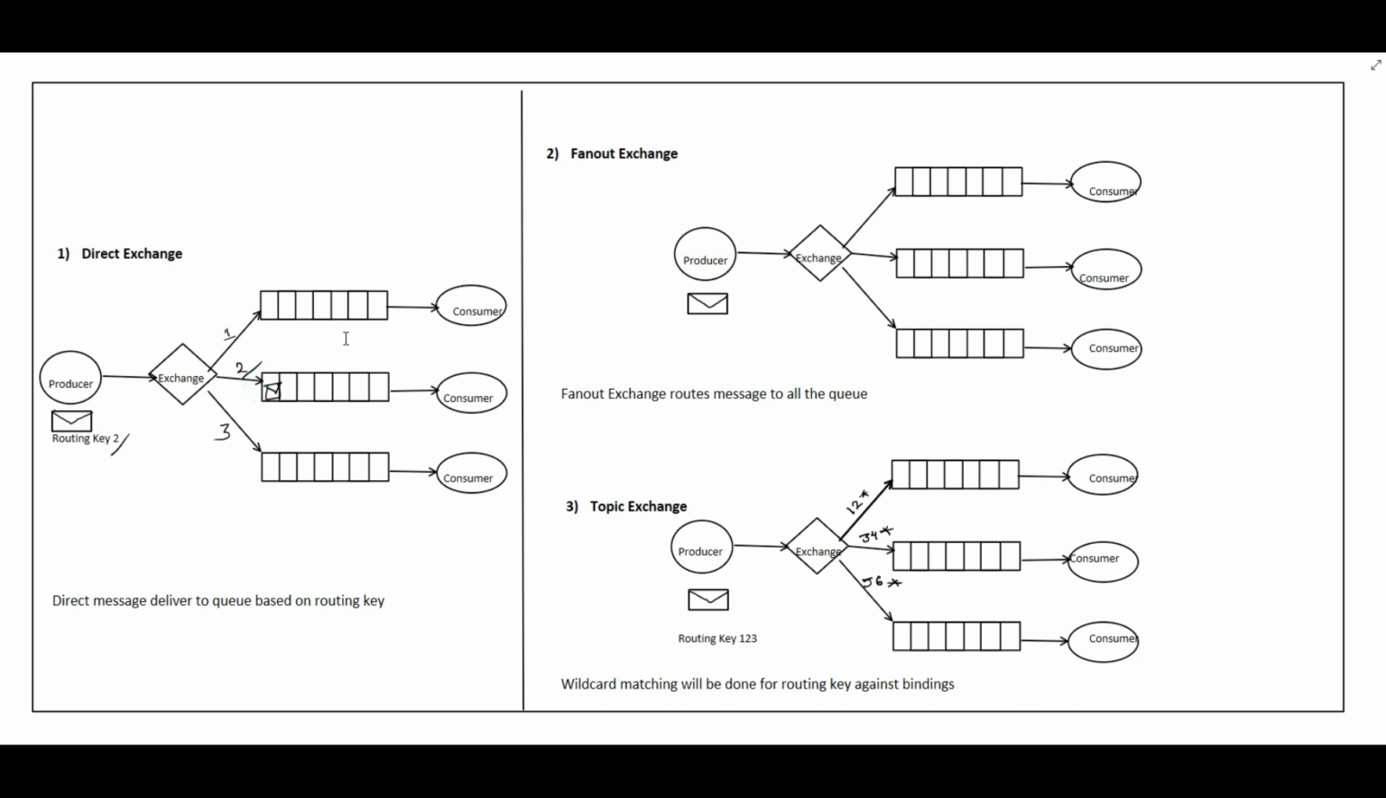So the exchange will check the routing key and match it with the binding key, and then it will push that message to the relevant queue which is matching the binding key, and from that queue the consumer will consume the message. So this is the first one, the direct exchange.